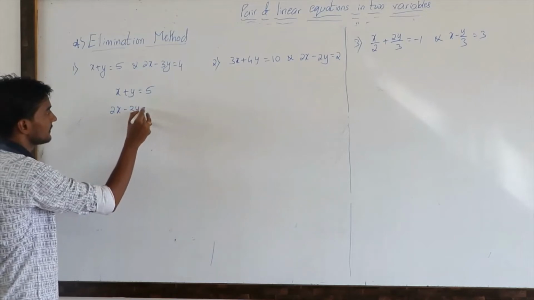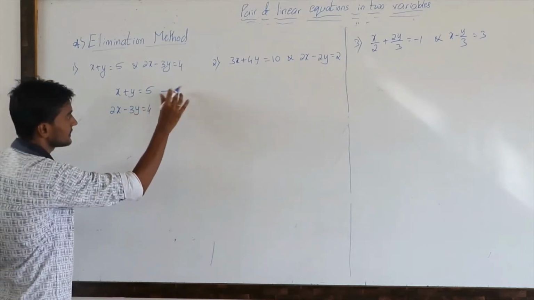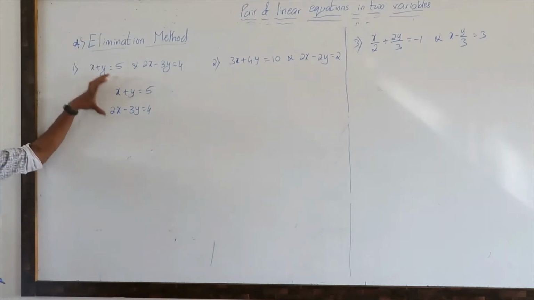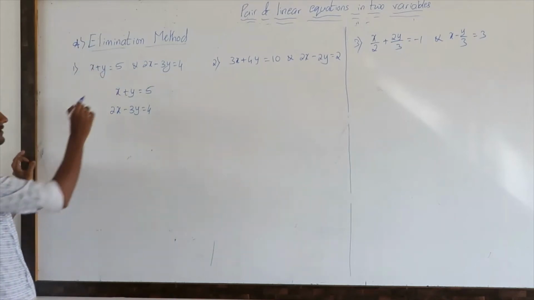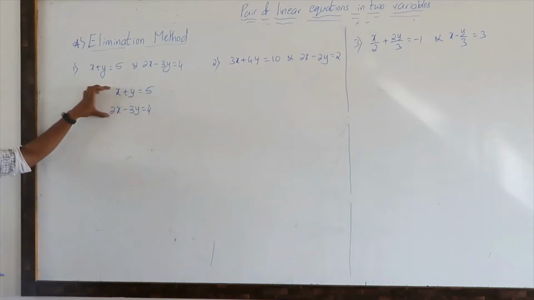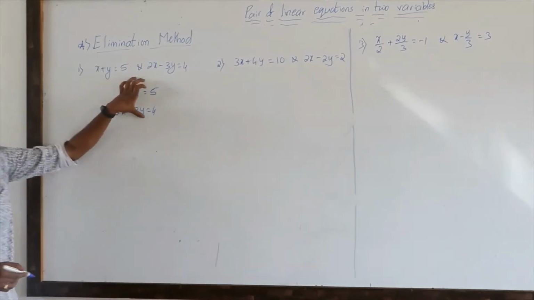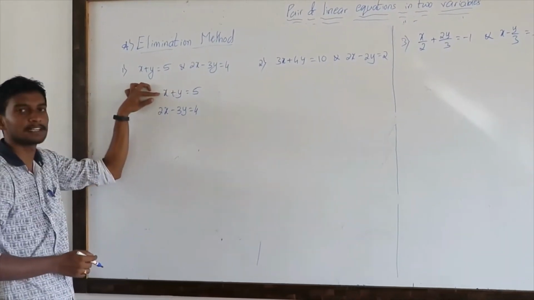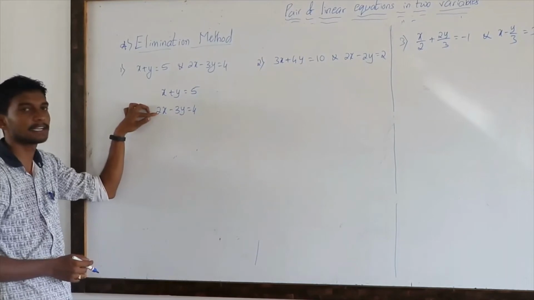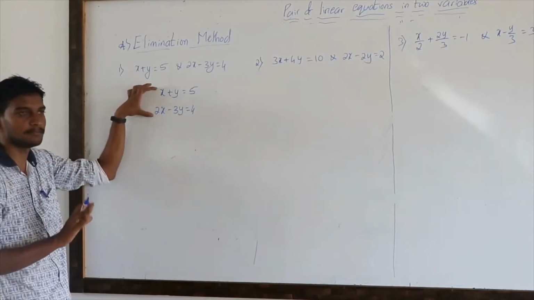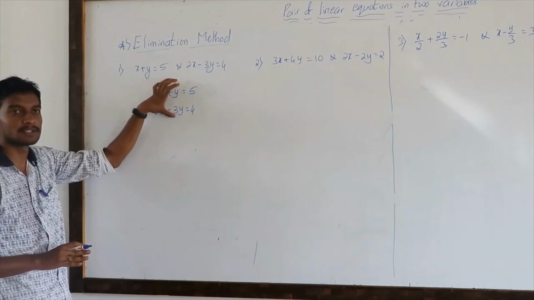2x minus 3y is equal to 4. Take it as equation 2. So in this method, you have to observe. Either you have to make the x coefficients the same, or you have to make the y coefficients the same. Here the x coefficient in the first equation is 1, in the second equation it is 2. They are not the same. Either you can make these two the same, or you can make these two the same.